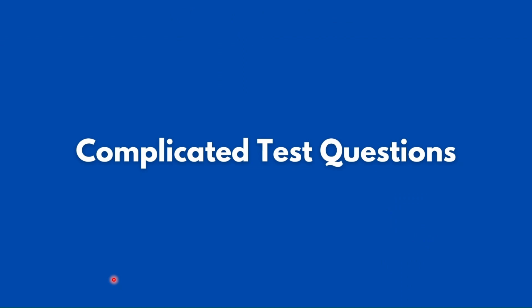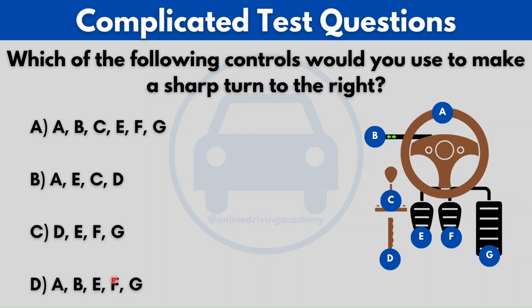Now we get to the questions that I feel are complicated. And the first question is, which of the following controls would you use to make a sharp turn to the right? Now let's think about this for a second. Which of these following controls would you use if you're going to make a sharp turn? Obviously, you would use your steering wheel. Therefore, option A has to be in the answer.